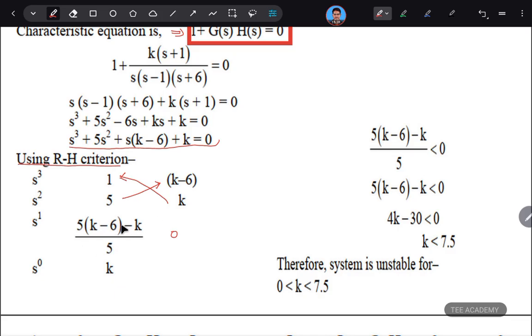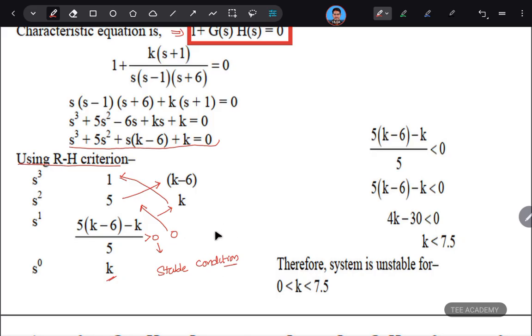Next, 5 into (k minus 6) minus k into k, minus 0 into 5, divided by this value, will be equal to k here. Now, as per the RH criteria, for the system to be stable or unstable, we need to calculate here. For a system to be stable, 5 into (k minus 6) minus k, divided by 5, should be greater than or equal to 0. So this will be the stable condition.